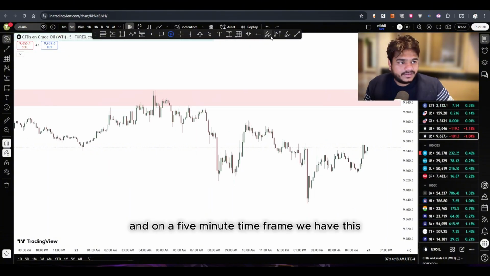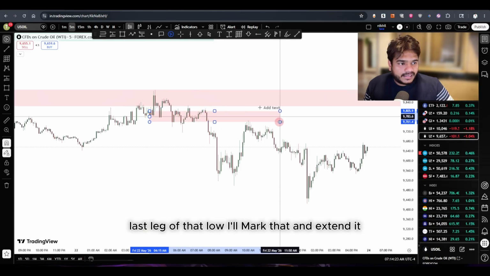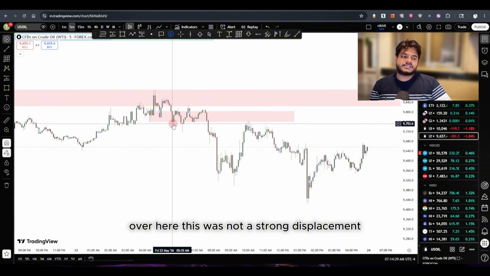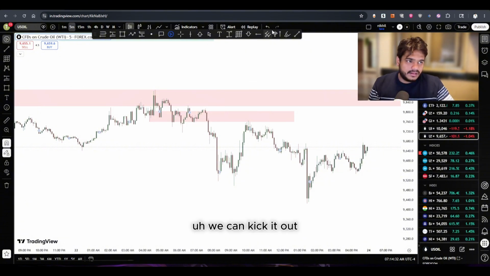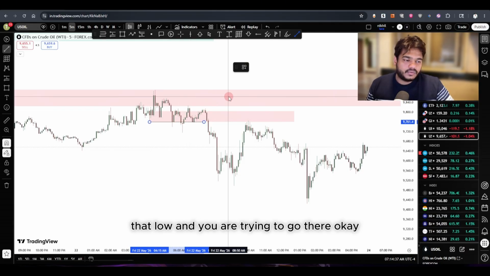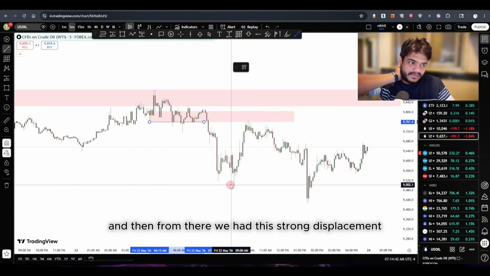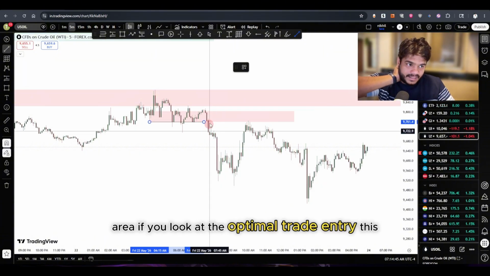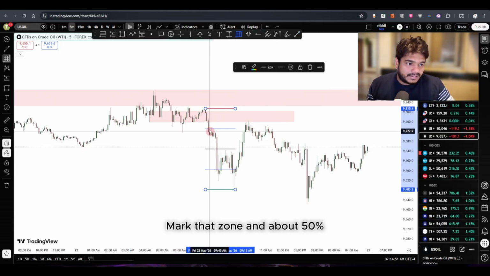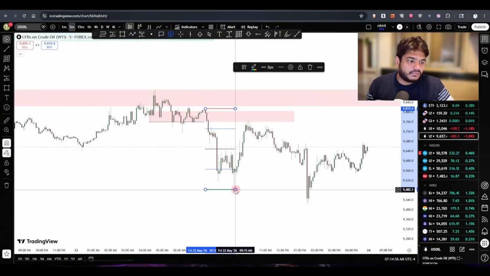On the 5-minute time frame, we have this last leg of that low. I'll mark that and extend it. We have this strong displacement over here. This was not a strong displacement, price was just wicking it out. It just wicked that low and we are trying to go there. Then from there we had this strong displacement. Price retested that area. If you look at the optimal trade entry, mark that zone, and above 50% this could have been an entry, and price continued going down from there.